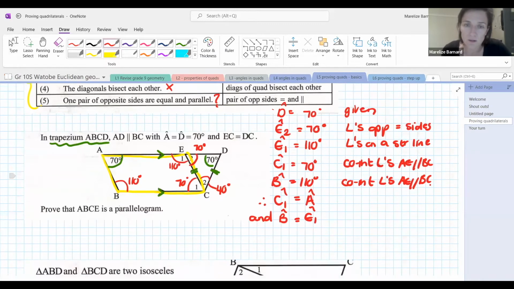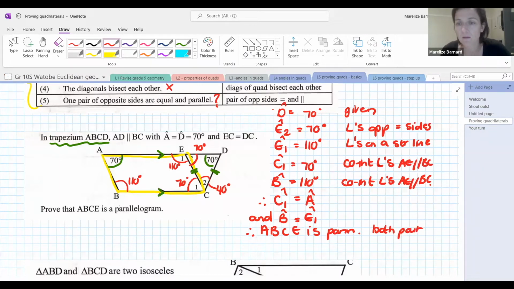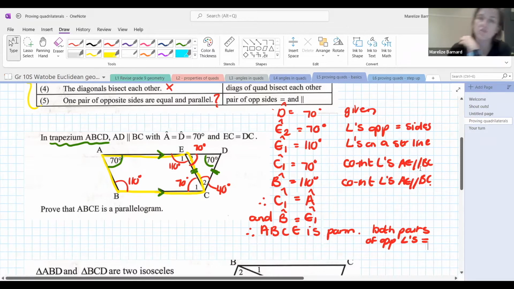Therefore, ABCE is a parallelogram. Reason: both pairs of opposite angles equal. And you can also say alternatively, C1 is 70 because of alternate angles. That's perfectly fine.